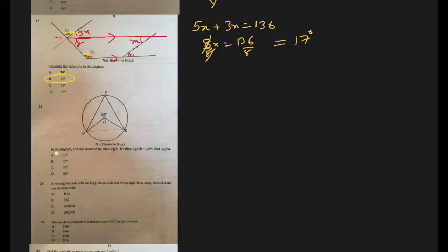Number 28. In the diagram, O is the center of the circle PQR. If reflex angle QOR is 290 degrees. Oh, they have already given. Find QPR. Alright. Since this is 290 degrees, this will be 70 degrees. Why? Because both of them make a complete circle. So this has to be 70. Because this is 70, this angle will be half of this angle because they are from same chord. So 35 is the half of 70, and that's what they're asking. QPR is 35 degrees.